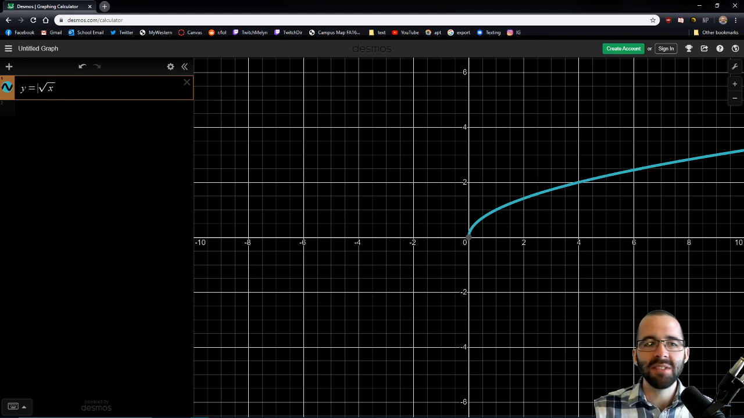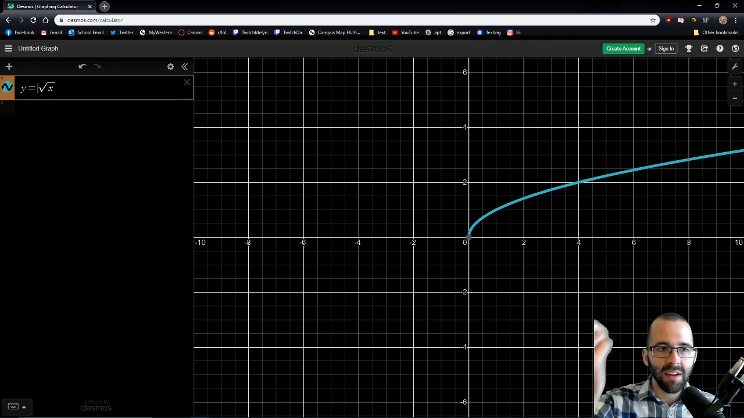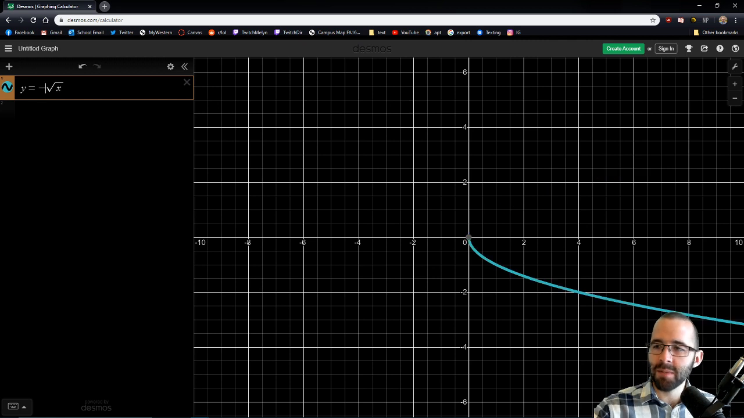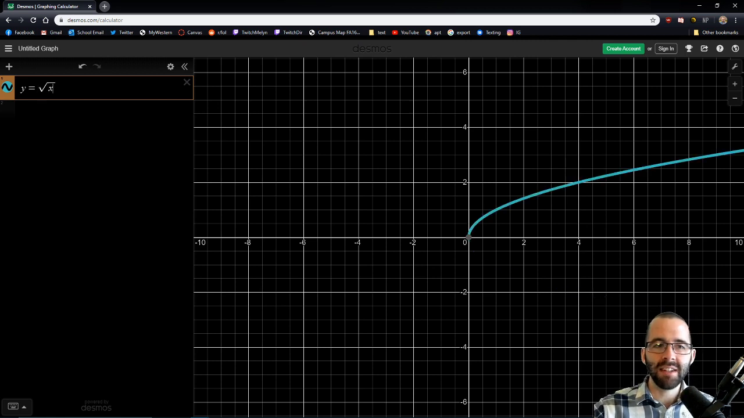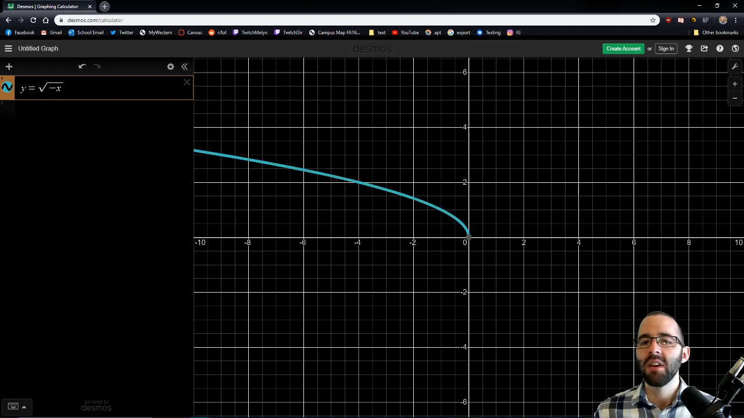We also talked about other stuff. Talked about reflections. If we put a negative on the outside, again, outside, think vertically, it flips it upside down. And if we put a negative on the inside, which is like horizontal, it flips it left to right. Reflections about the x or the y-axis. So that's where we're at so far. We're going to talk a little bit more about this.